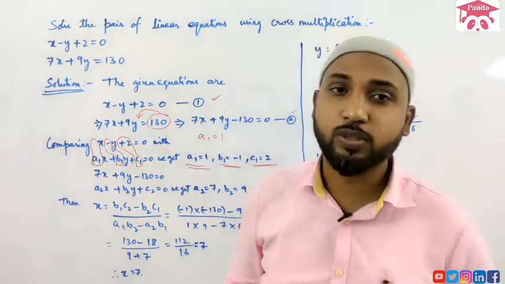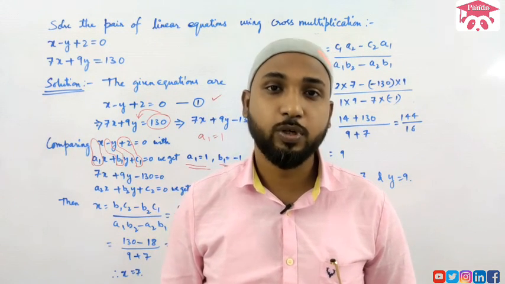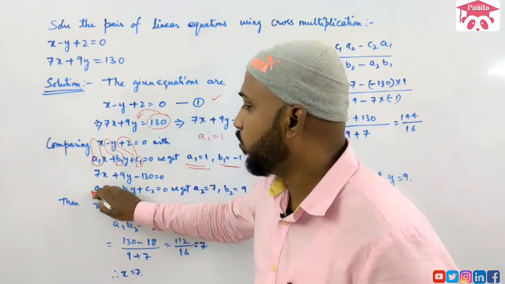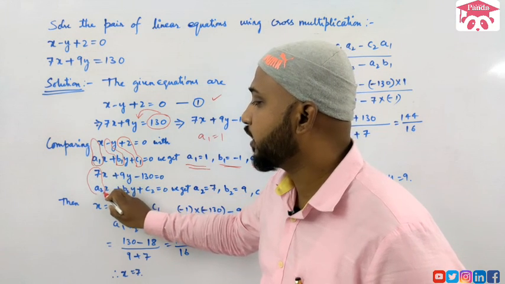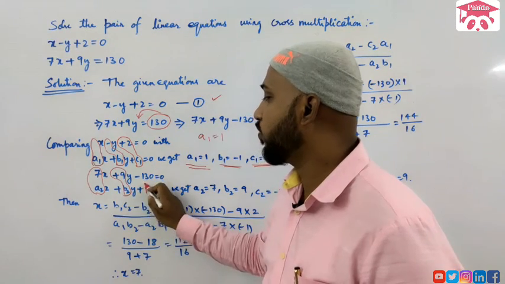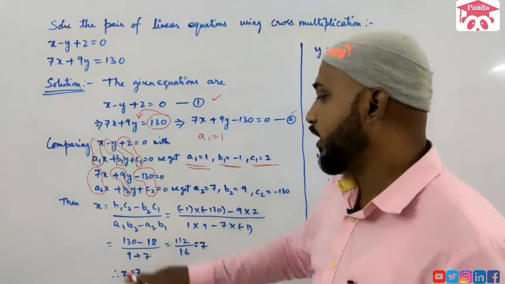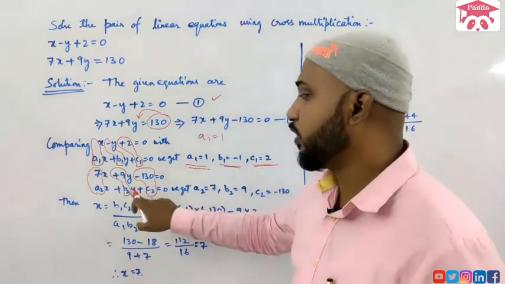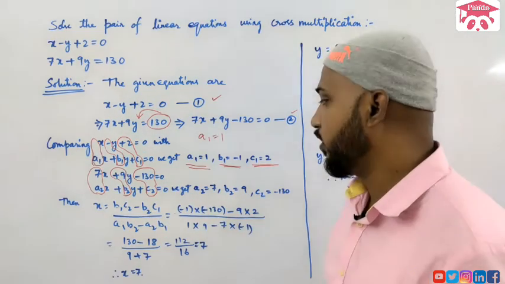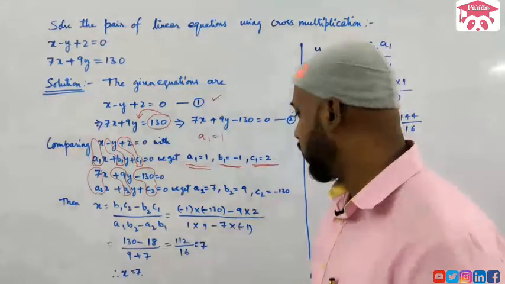Similarly, now we will take equation number 2 and compare it with a2x plus b2y plus c2 equals 0. And see what we get. a2 when compared, we get 7. For b2, it is plus 9. And c2 we get as minus 130. So a2 is 7, b2 is 9 and c2 is minus 130.